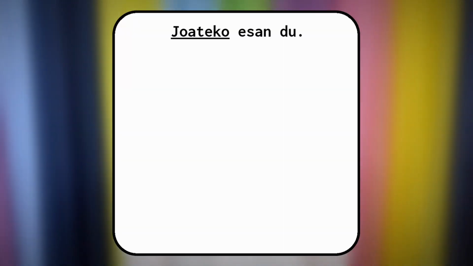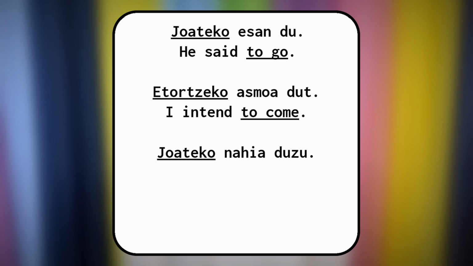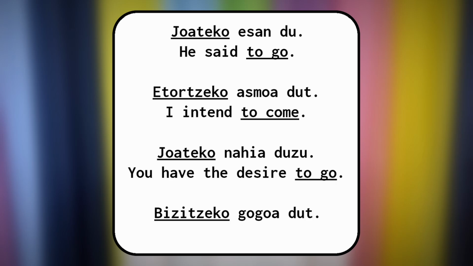Joateko esan du. He said to go. Etortzeko asmoa dut. I intend to come, or I have the intention to come. Joateko nahia duzu. You have the desire to go. Bizitzeko gogoa dut. I have the will to live. So, what intentions do you have?